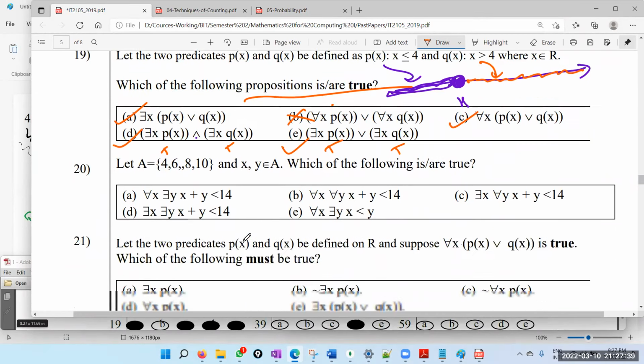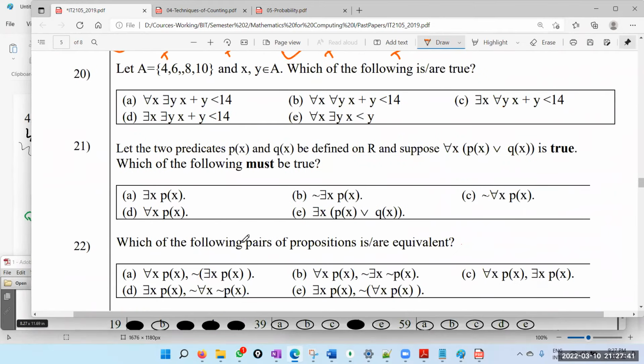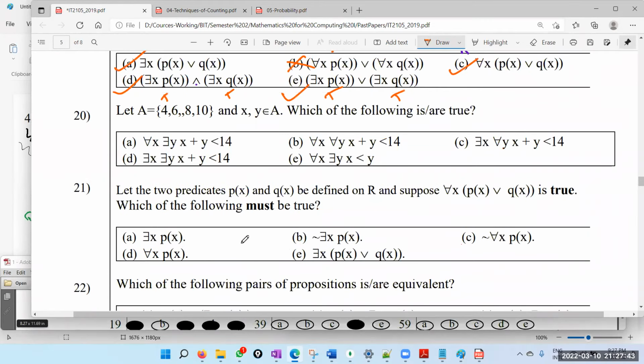Okay. Right. 20. If you have any doubts, you have to ask. So this is another competency we expect from you. Can you understand what is meant by some, exists? What is meant by all?